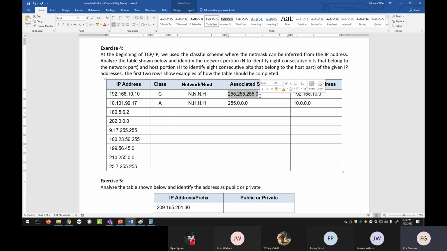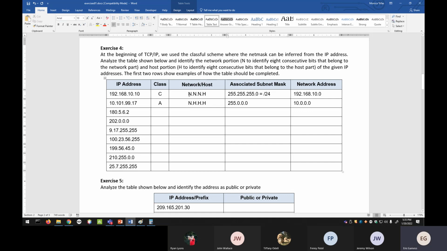24 bits of network and 8 bits of host, no? So if it has 24 bits of network and 8 bits of host, it will be a /24. And a /24 in dotted decimal notation is 255.255.255.0. Okay?